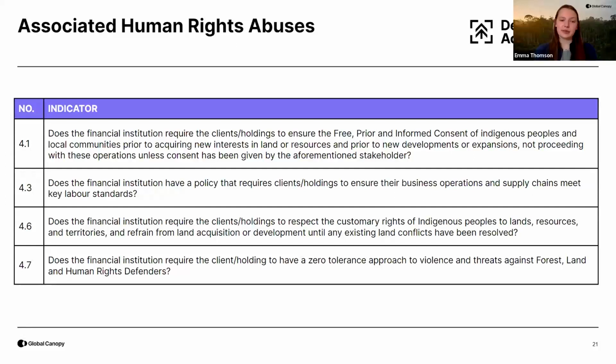We then also assess whether the institution requires clients or holdings to respect the customary rights of Indigenous peoples and local communities to land, resources and territory. And then finally, whether the institution requires clients or holdings to have a zero tolerance approach to violence and threats against forest, land and human rights defenders. Next slide, please.